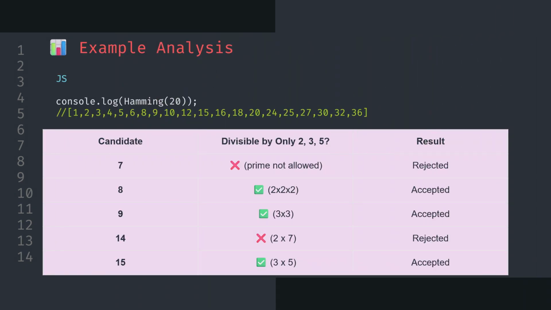Here are some quick examples. 7 fails because it is a prime outside of 2, 3 or 5. But 8 is fine. It's just 2 times 2 times 2. 9 is also accepted since it's 3 times 3. This table helps us see why each number makes it into our list, or doesn't.